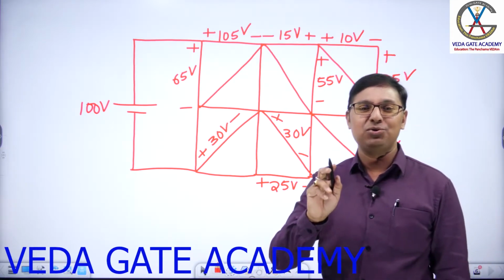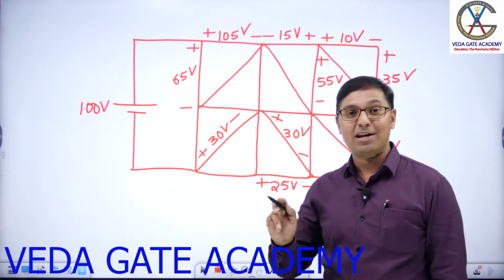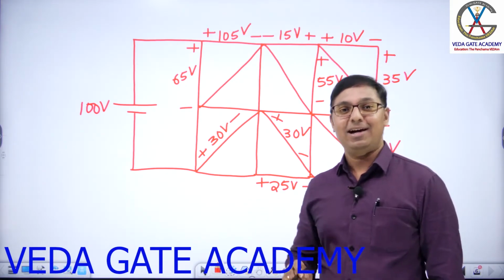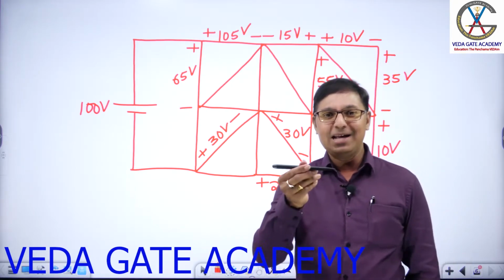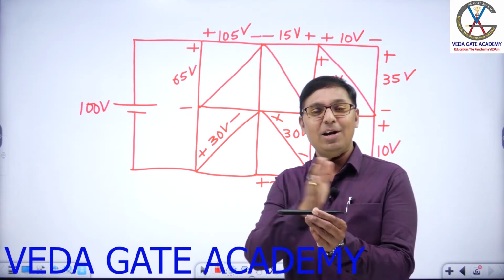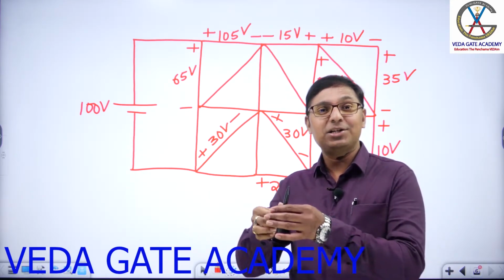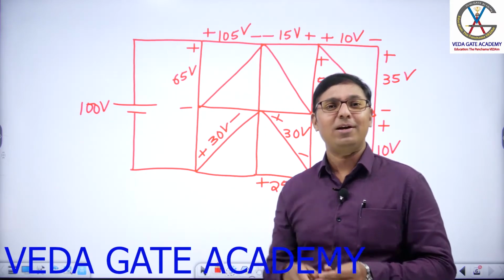Sir, I am telling only one statement: in the entire network subject, you calculate only voltage and current. Suppose the branch is like this. What are the possible current directions, sir? Either right side or left side. Suppose the branch is like this. What are the possible current directions? Either downwards or upwards.